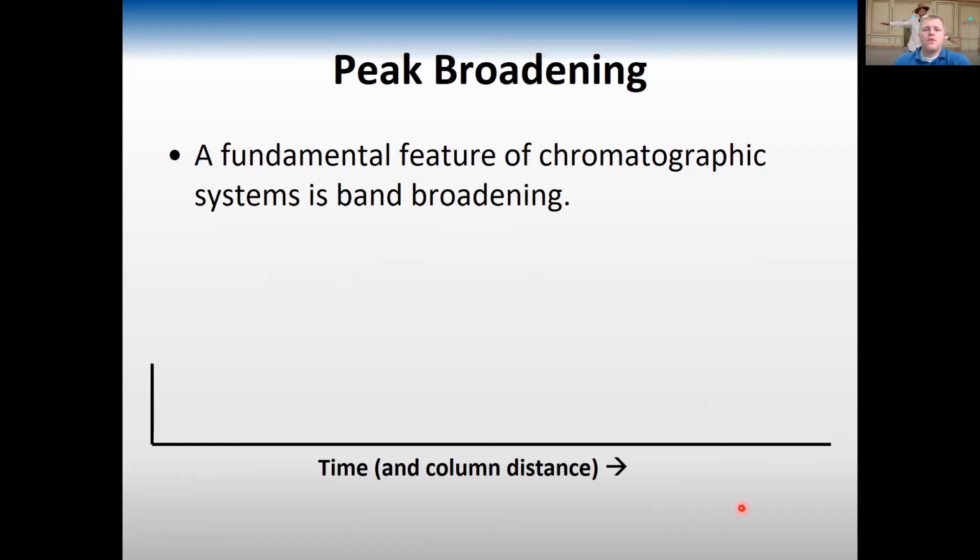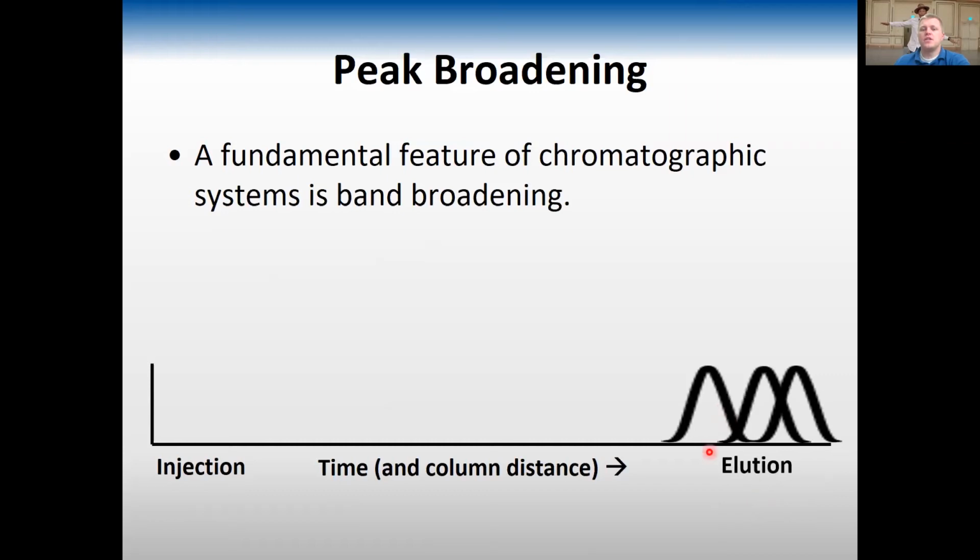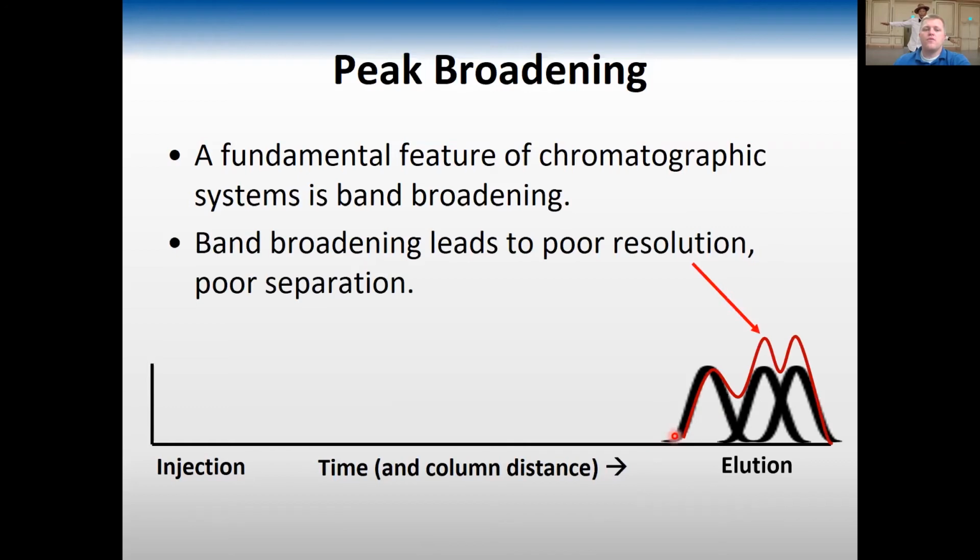Now let's get into peak broadening and peak shape. A fundamental feature of chromatography is that your peaks spread out. This just happens: after you inject your sample and it travels through your column, your analyte is going to get spread out into space. The result of that spreading out, this band broadening, is that you reduce your resolution the more broadening you get. So we want to find a way to reduce that broadening.